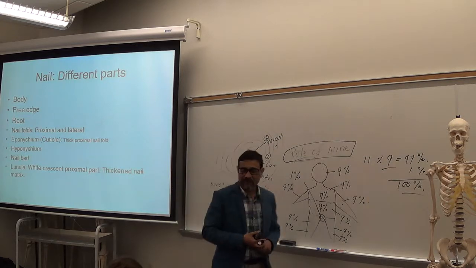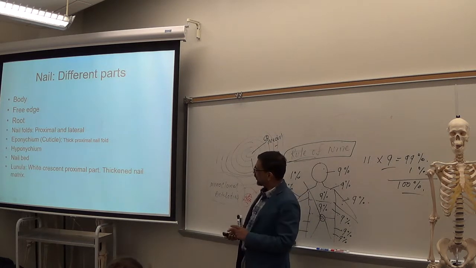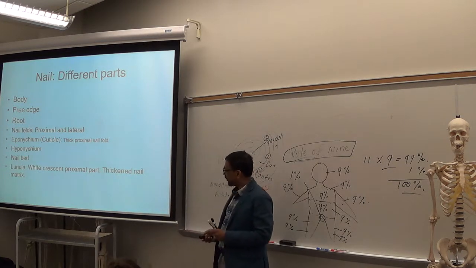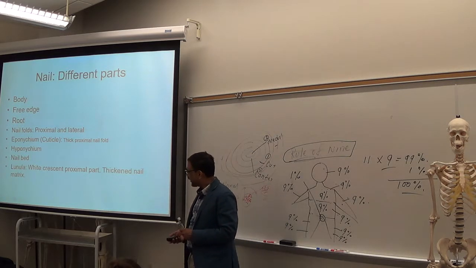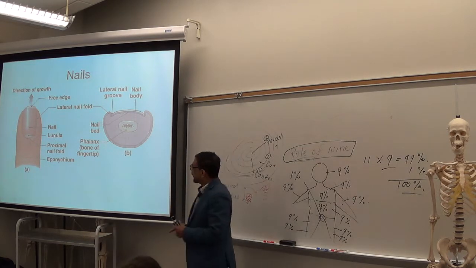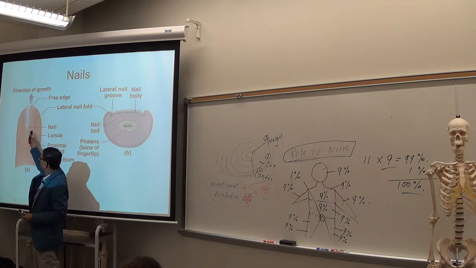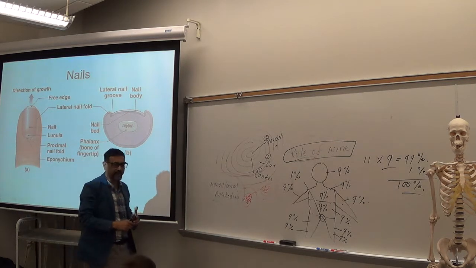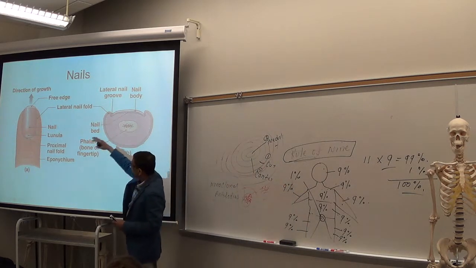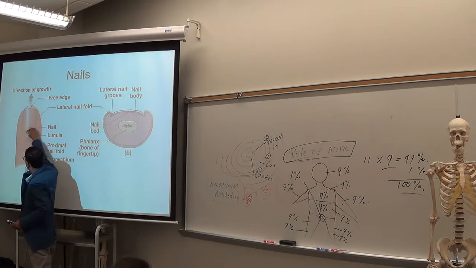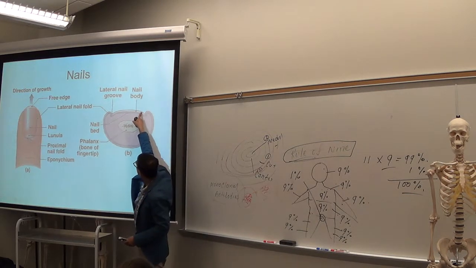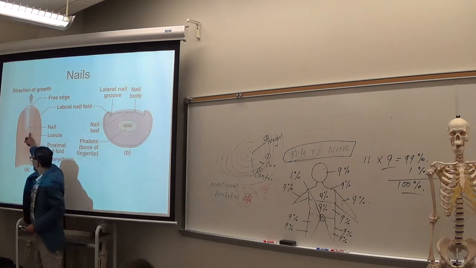The nail has different parts: body, free edge, root, nail fold, proximal and lateral, eponychium, which is also called cuticle, hyponychium, nail bed, and lunula. So we'll see where the structures are. The body of the nail rests on the nail bed. So under the body you have the nail bed. If you cut the finger this way, this is the picture. So this is the nail bed, and on the nail bed you have the body of the nail. This one. Okay.